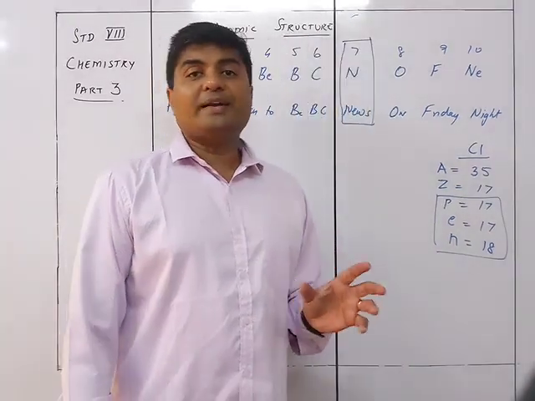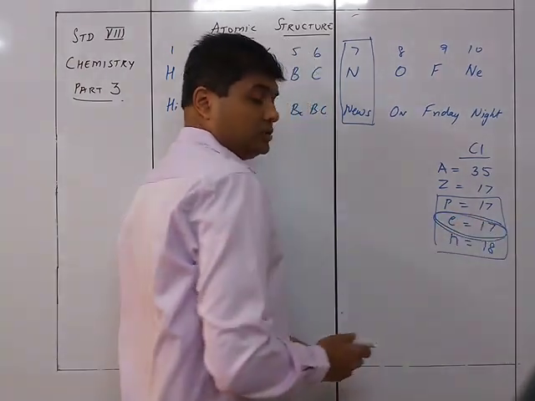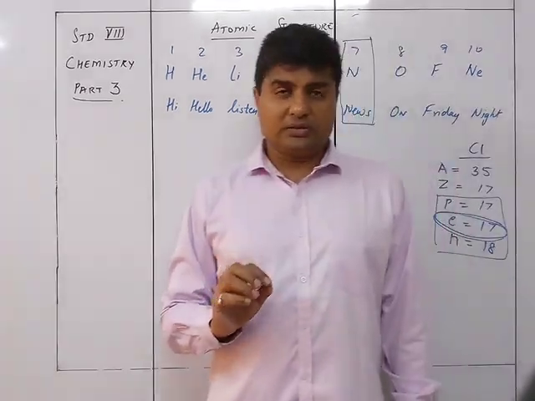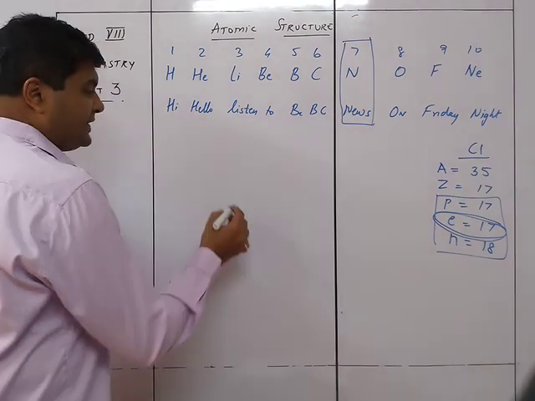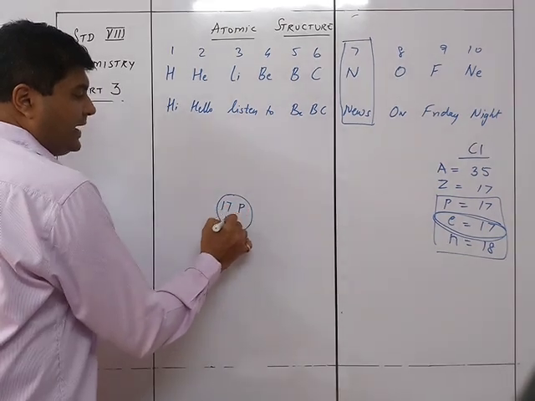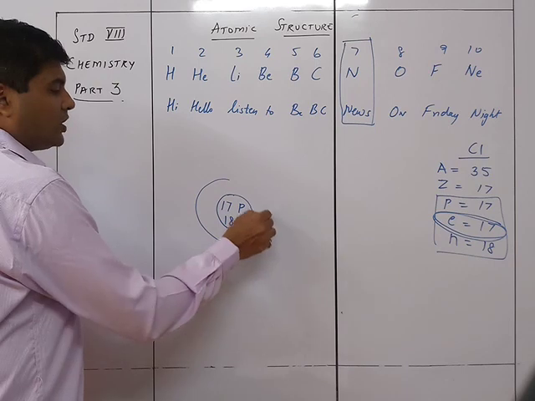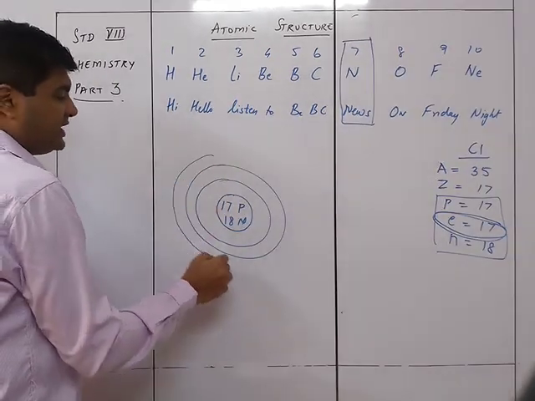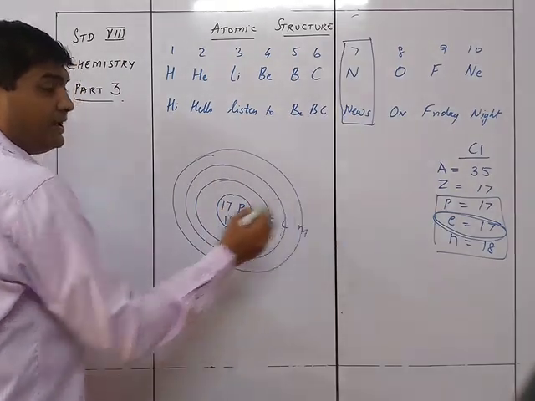Now we need to understand how these 17 electrons are going to be distributed in the orbits around the nucleus. See, we came to know that there is a nucleus in the center which has got 17 protons and 18 neutrons. And we also know that there are electrons over here which are in energy shells like this, and these energy shells are given the names K, L, M, N and so on.